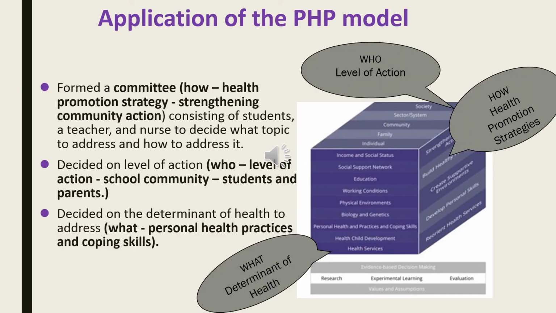After we collected the information discussed in the previous slide, we formed a committee, and that committee consisted of students, teacher, nurse, principal, to decide what topic we actually wanted to address. And so this would be the health promotion strategy of strengthening community action, so working together as a community to address the problems. We then decided on the level of action, and that level of action was students and parents. So the who is the level of action, and that was the school community. And then we decided on the determinant of health to address, or the what, and that was personal health practices and coping skills.